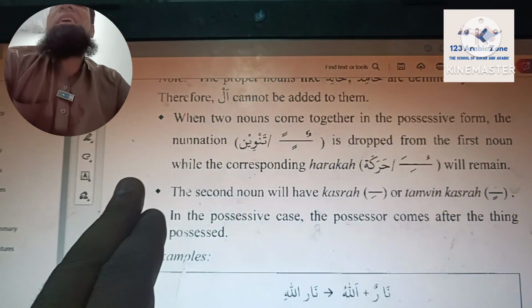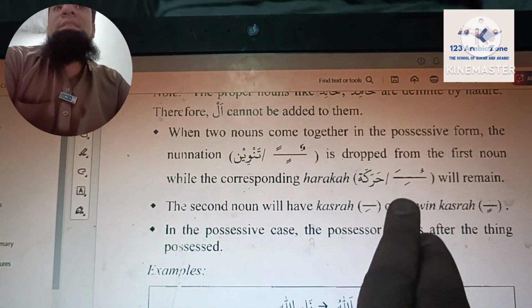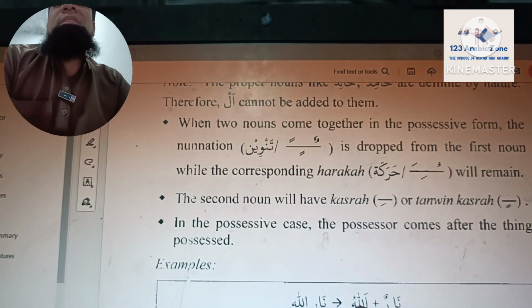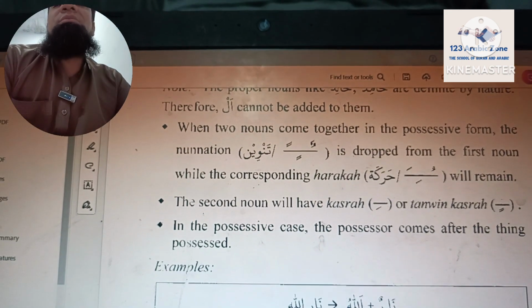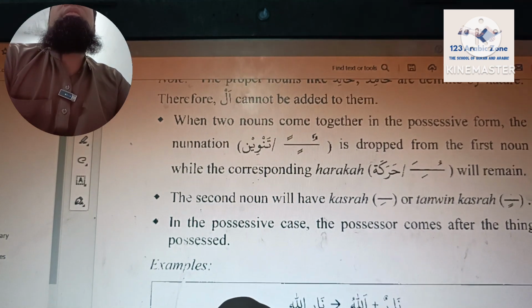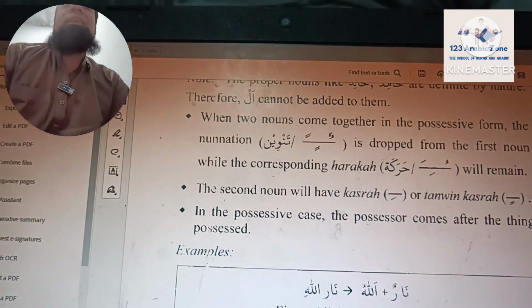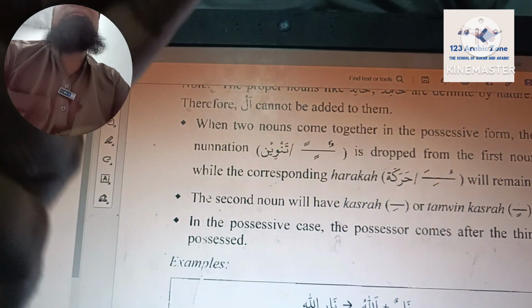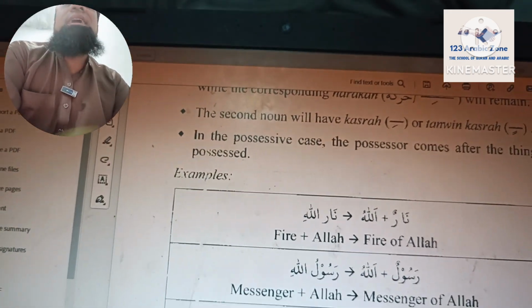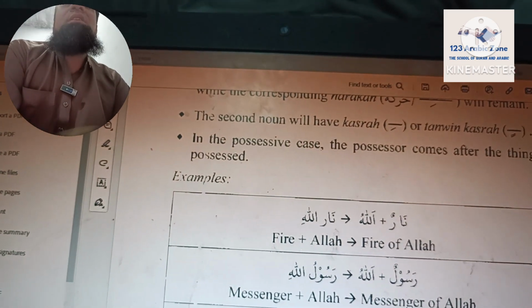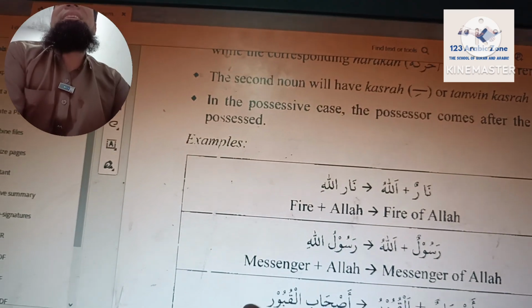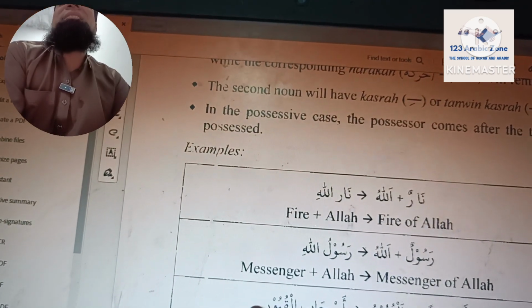The second noun will have kasra or tanween kasra. On this noun there will become kasra, in the possessive case only. Rasulullahi, Ashabul Quburi. The second noun in the possessive case has kasra.